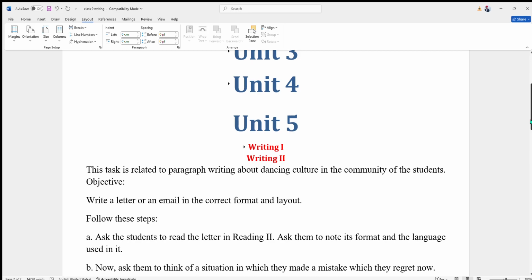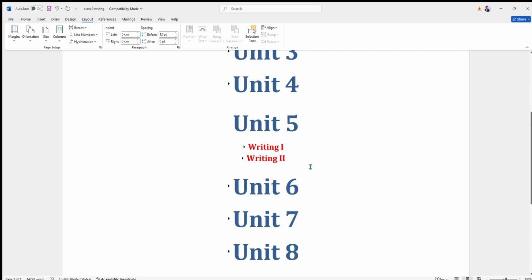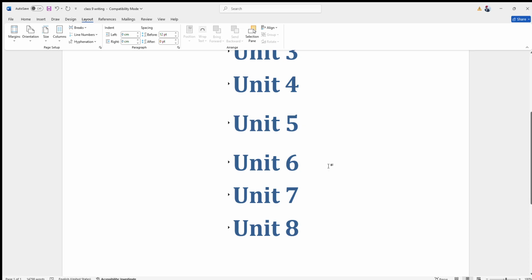In this way, we discussed writing second, both writing first and writing second of unit number 5, grade 9, compulsory English.